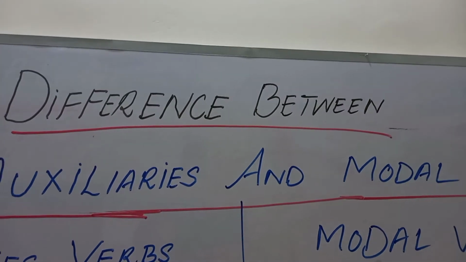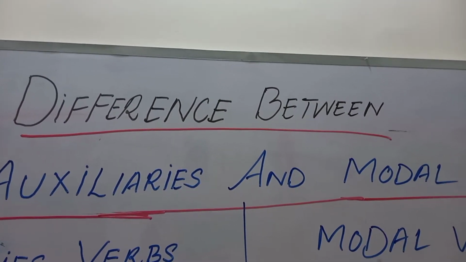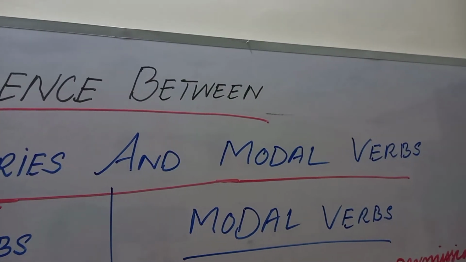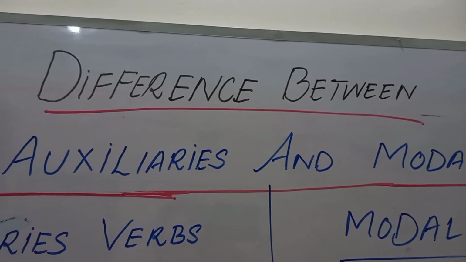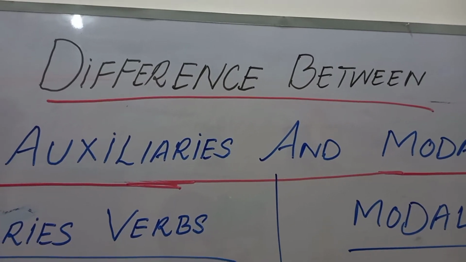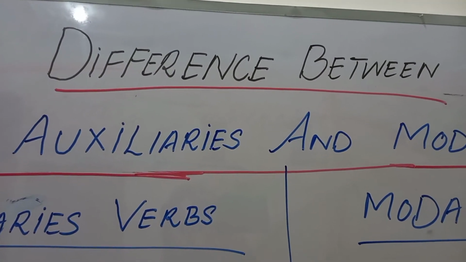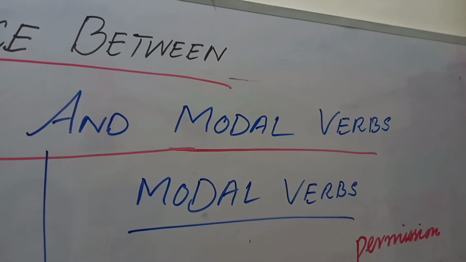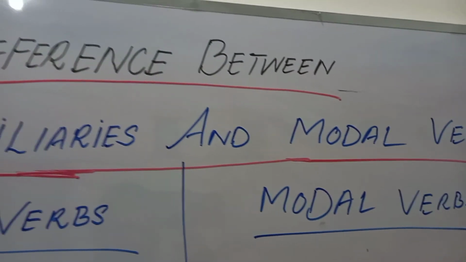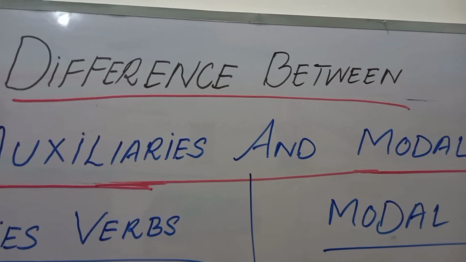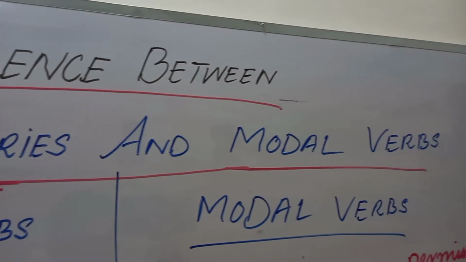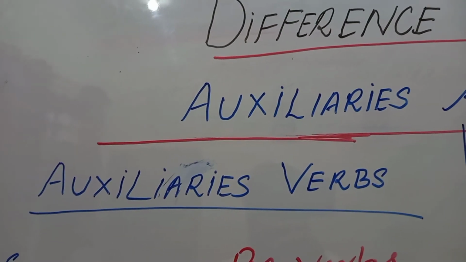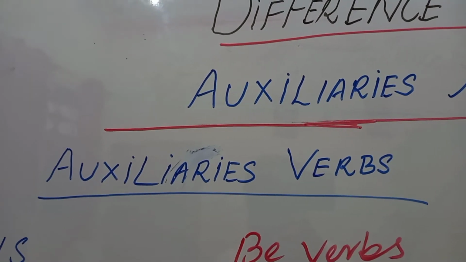Today we are going to teach you about the new topic, that is the difference between auxiliaries and modal verbs. Auxiliaries are a kind of helping verb which are used in different tenses, whereas the modal verbs have their own uses. Today, we are going to find out the difference between auxiliaries and the modal verbs. So let's get started. First of all, we will discuss the concept of auxiliaries.